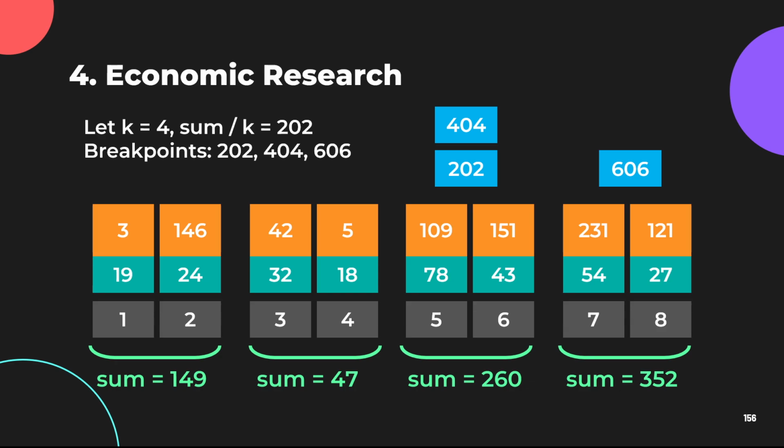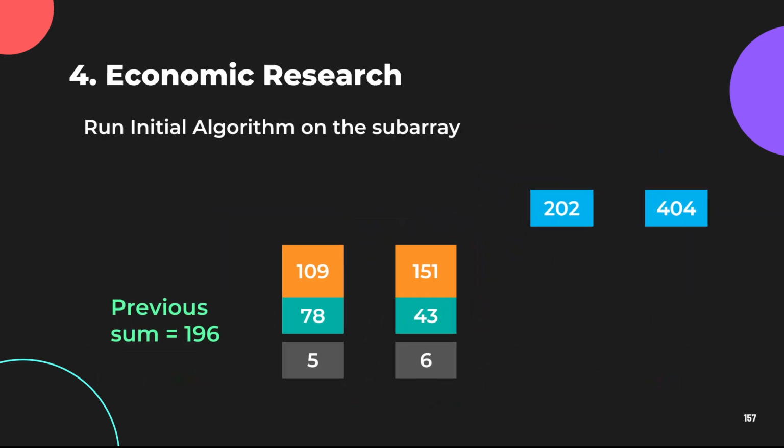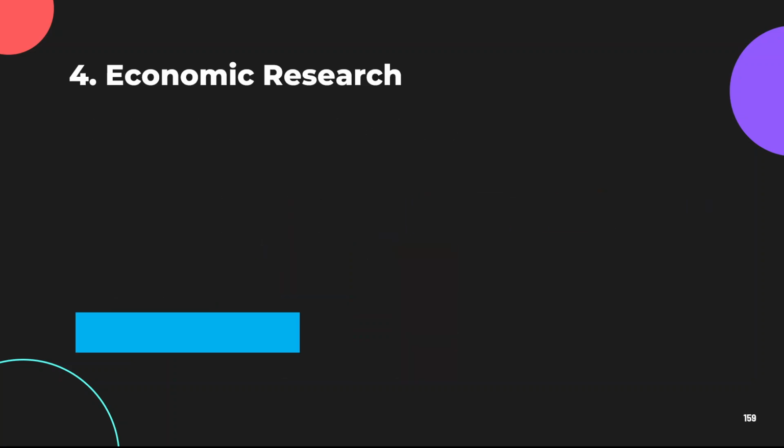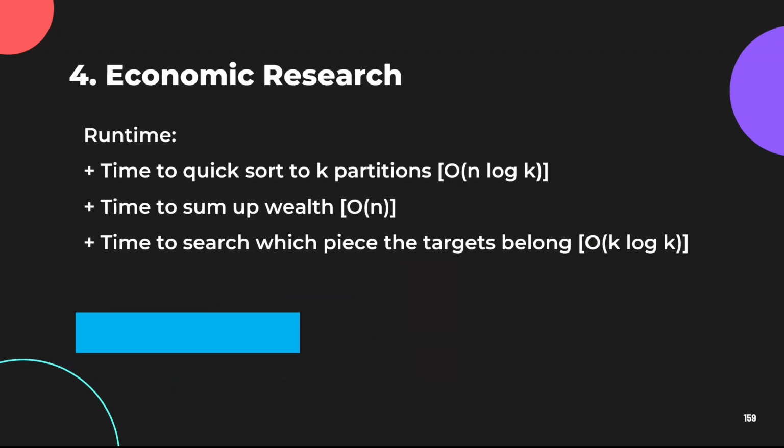I can check with the middle one. If it's greater than the cumulative middle, then I will go to the right, or else we'll go to the left. So why is it log k? Because we can do binary search. To search for which piece contains the target, we can use binary search. It takes log k, and we have k different targets, k different breakpoints that we want to place inside. So that will give us the k log k: k breakpoints times log k for binary search.